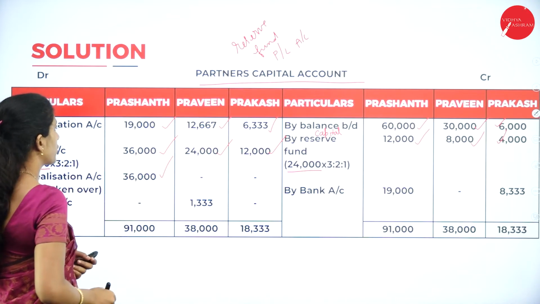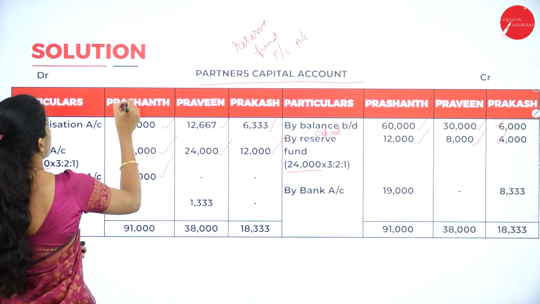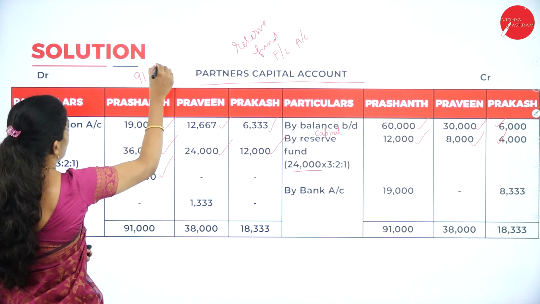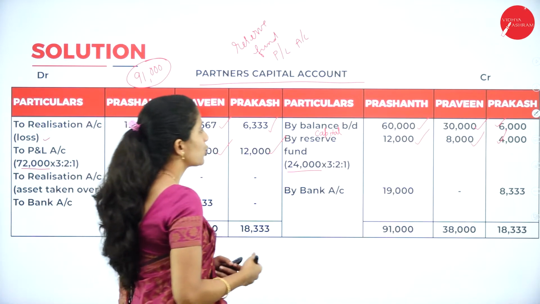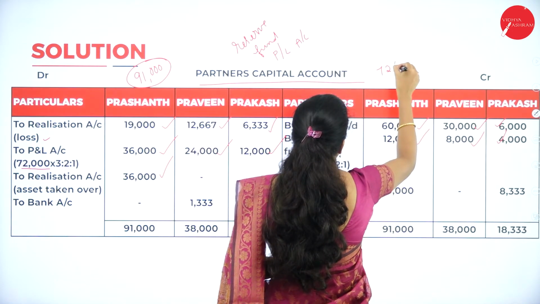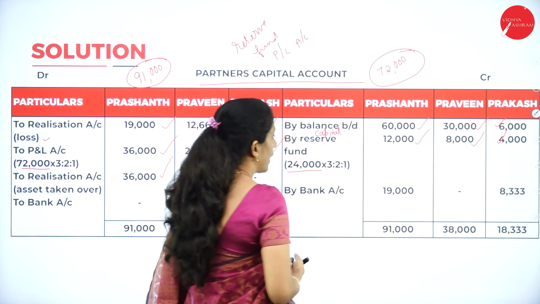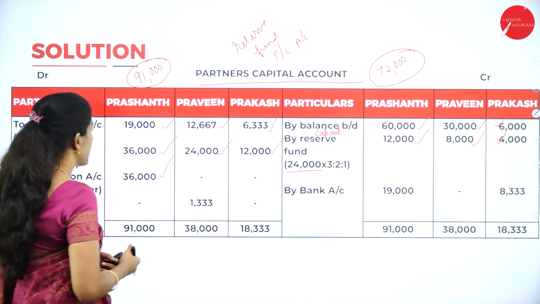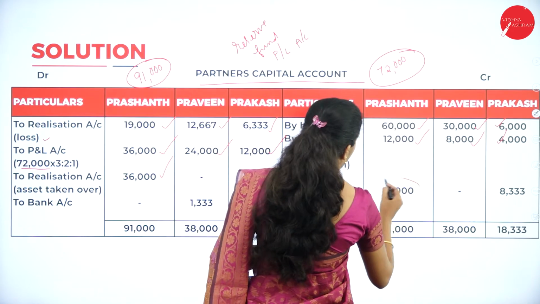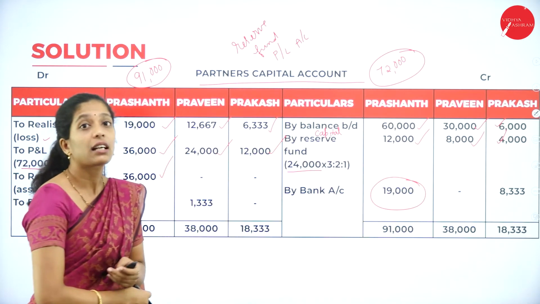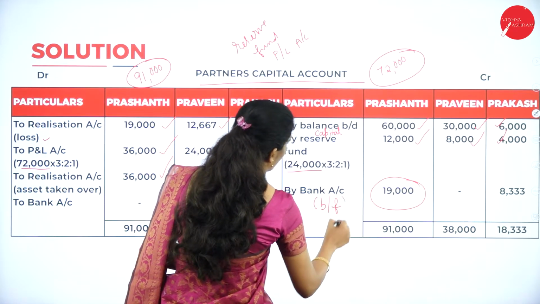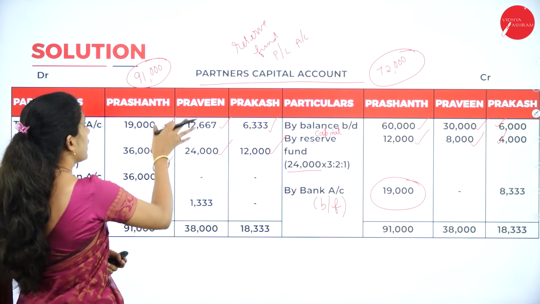So what you are going to do? First, calculate that of Prashant. If you see the total of Prashant, 19,000, 36,000 plus 36,000, so you'll get 91,000 in the debit side. Whereas coming to the credit side, we have 60,000 plus 12,000. So how much? It is 72,000. So your debit side is more. Write 91,000 on both sides minus 72,000. We'll get a balancing figure of 19,000 in the credit side. So how do you record? By bank account. So what is it? Balancing figure. Clear?